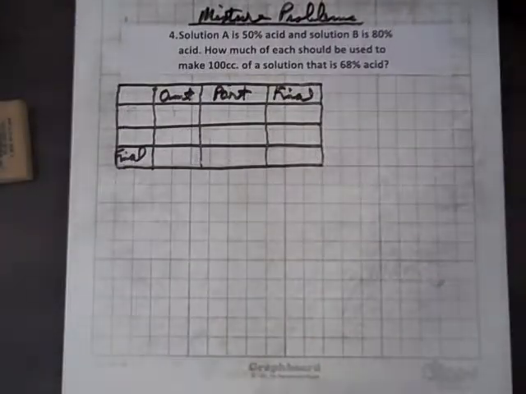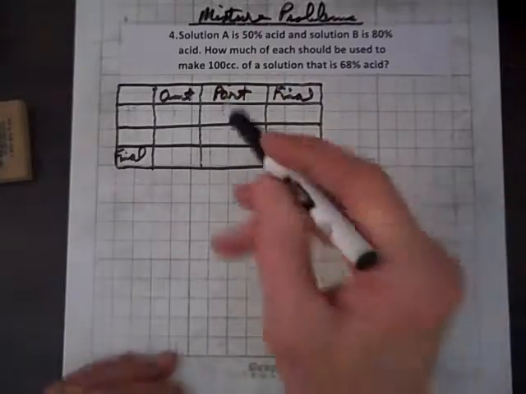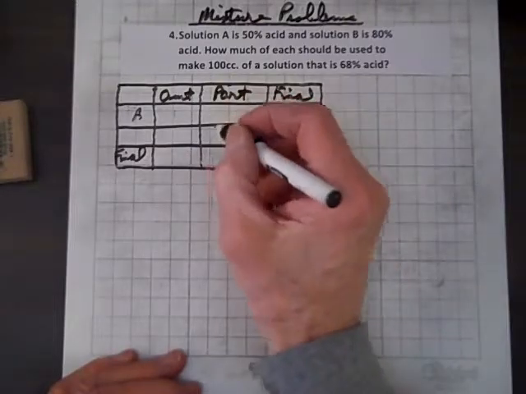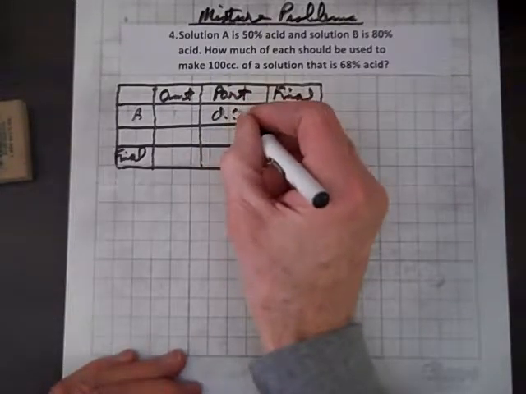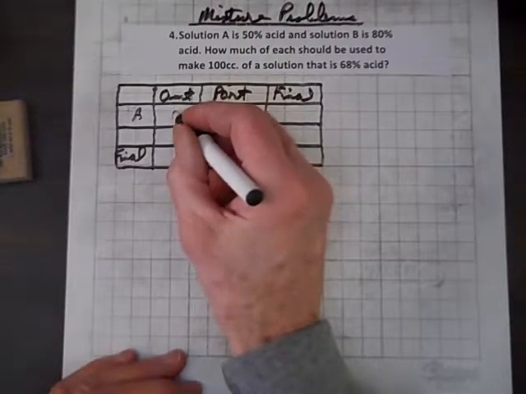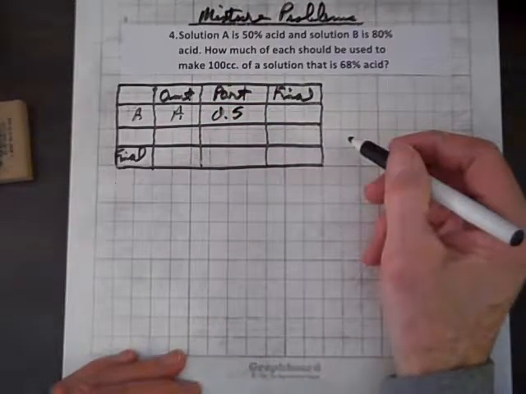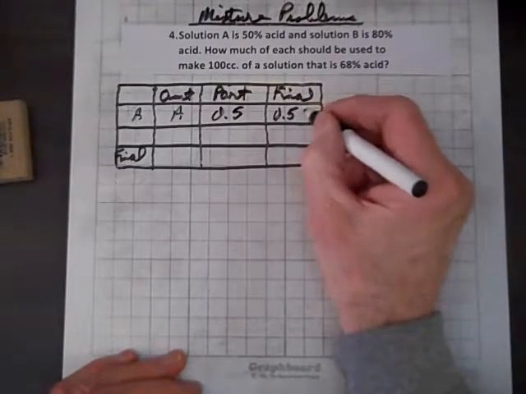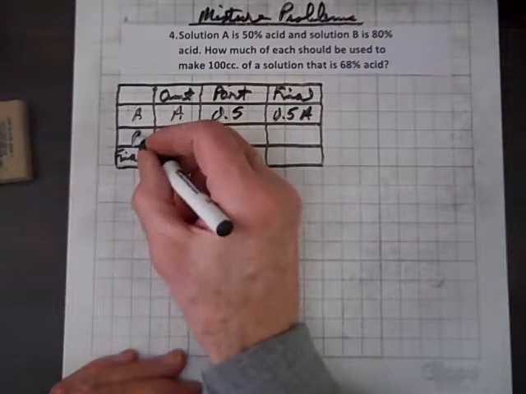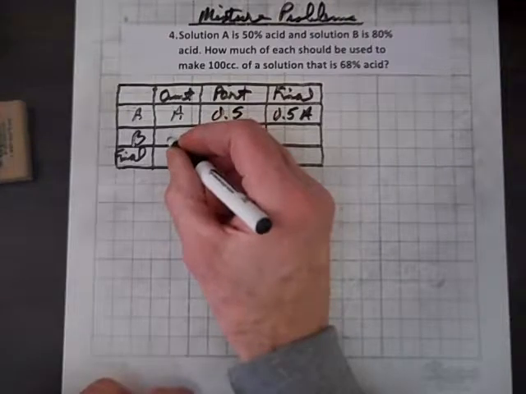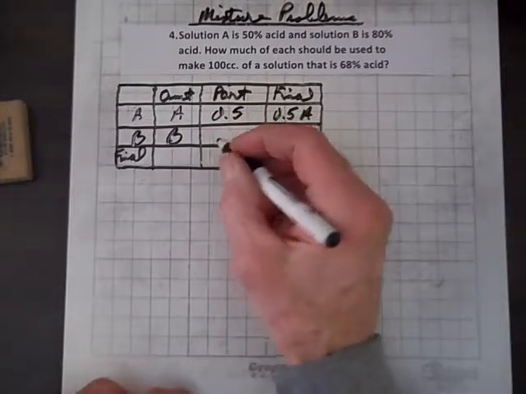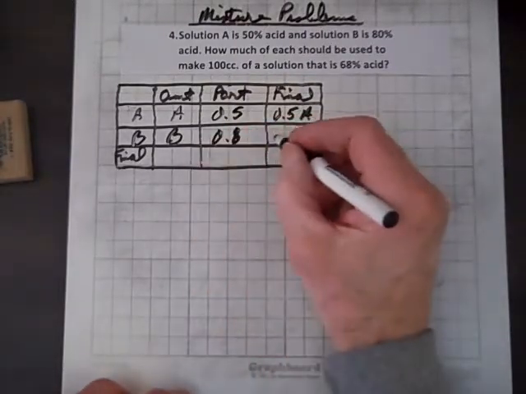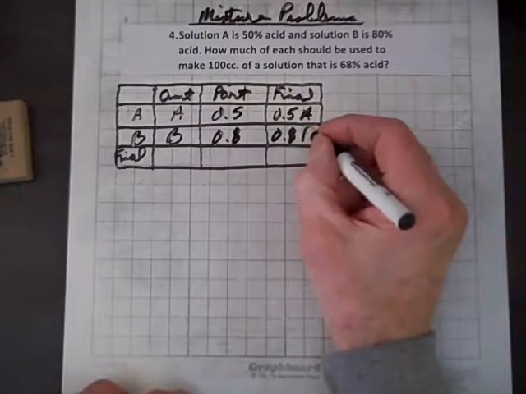Well, here's our final mixture problem, and we have a solution. A is 50% acid, so I've got 0.5, and how much is there of it? Well, there's A cc's of it, so we have 0.5A. And we have another solution called B, and how much is there of it? Well, we don't know, we'll just call it B, and it's an 80% solution, so 0.8. And the product of these two is 0.8B.